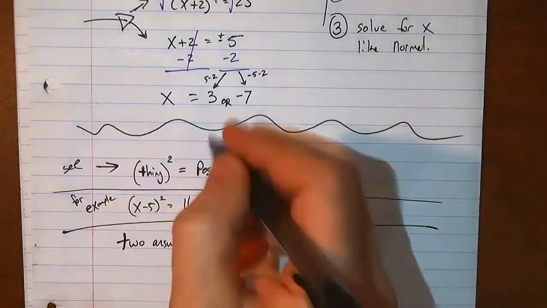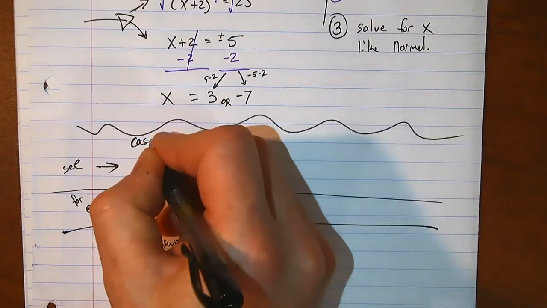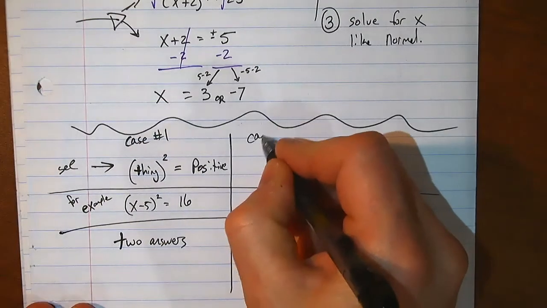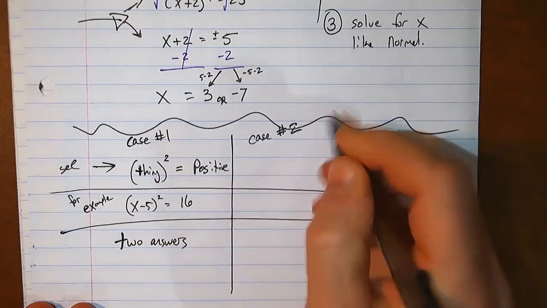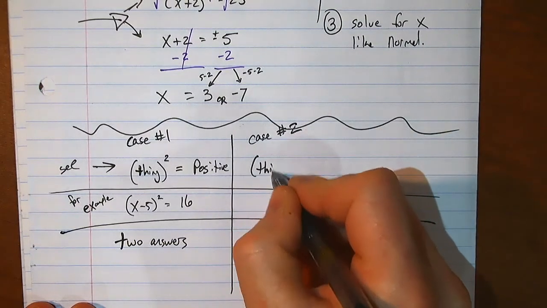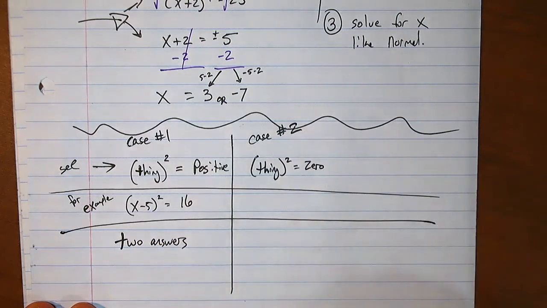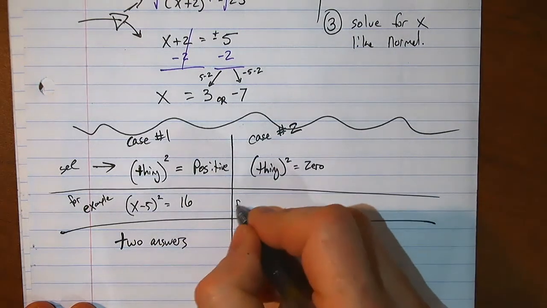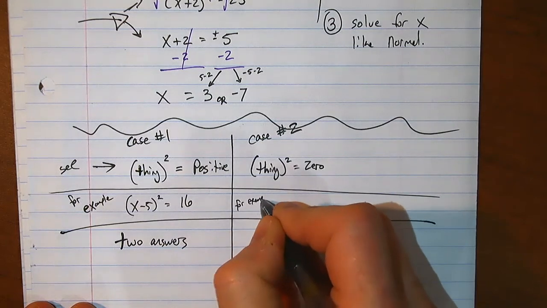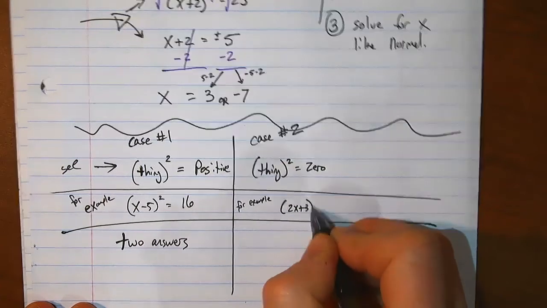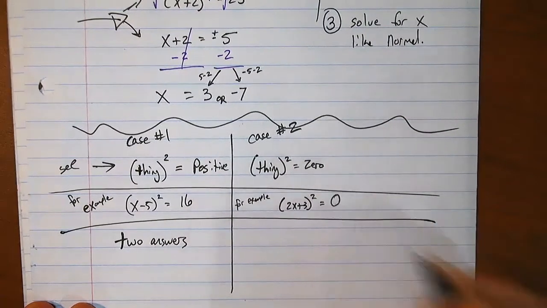Okay, so this is scenario number 1, or case number 1. That's probably going to be the most common case we see in our class. But sometimes case number 2 happens. Case number 2 is when the thing that's being squared is equal to 0. So for example, maybe I have (2x + 3) squared equal to 0.